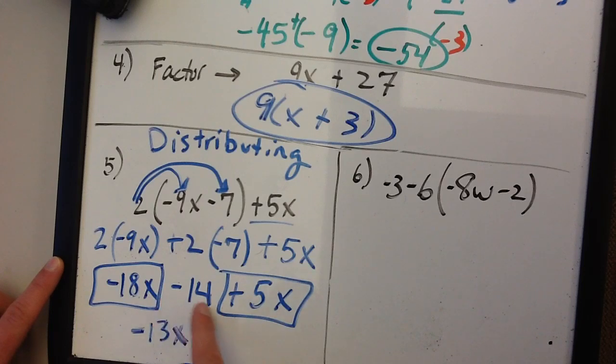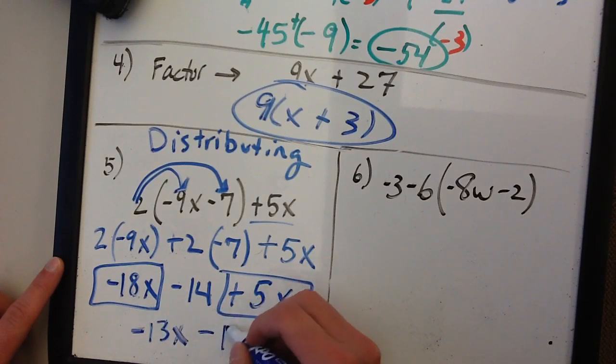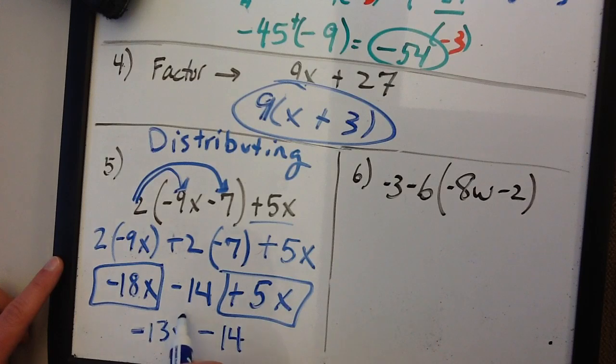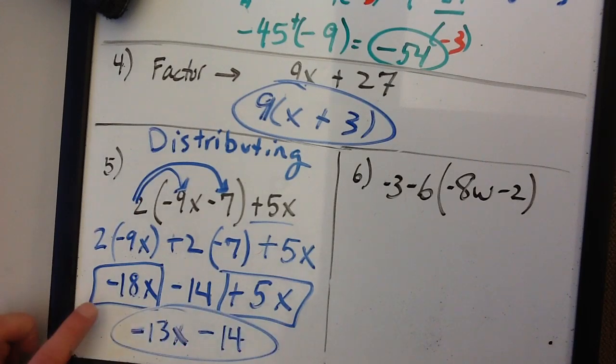And what am I left with? I'm left with that constant negative 14. So I add that on to my final expression. So negative 13x minus 14 is the correct answer.